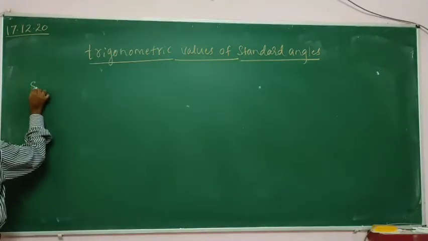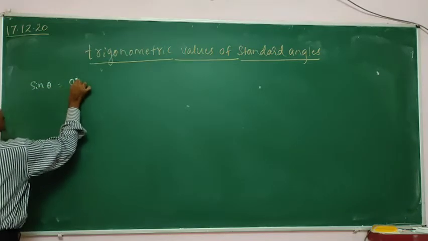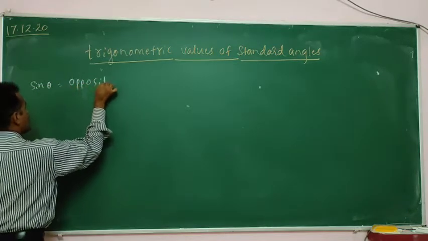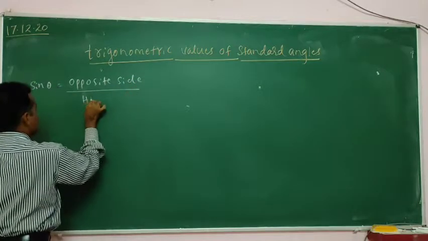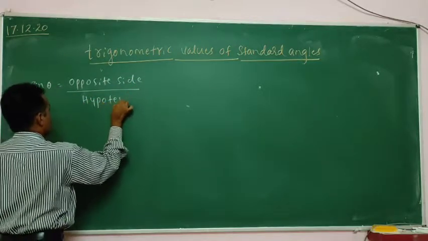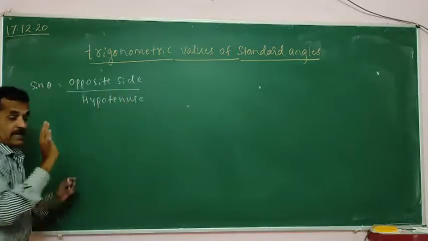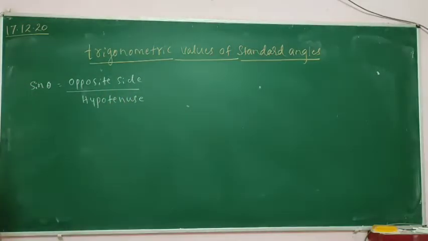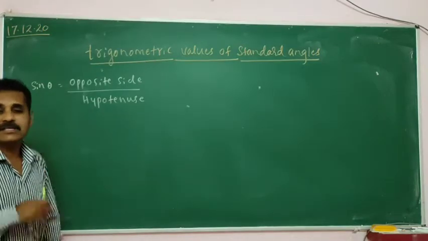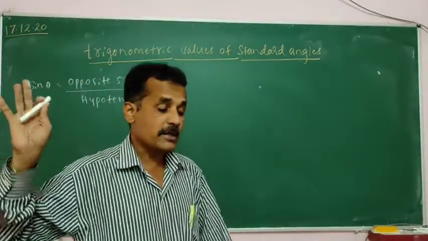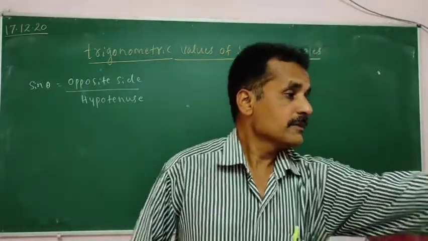We have seen that sin theta is equals to opposite side divided by hypotenuse. See, I have told you the formula never changes. Whether it is sin theta or sin A, sin B, sin C, the formula never changes. Now, I will draw a figure.